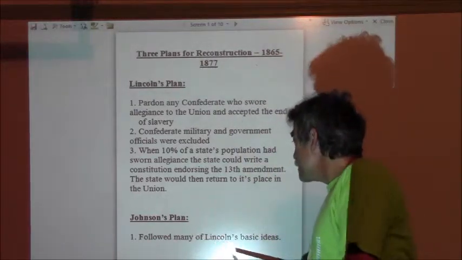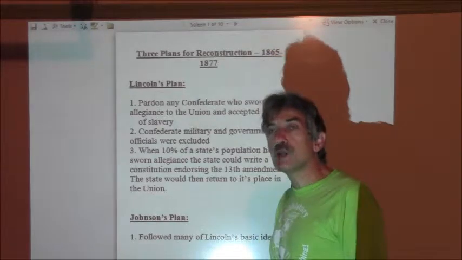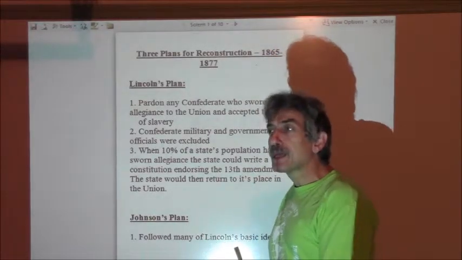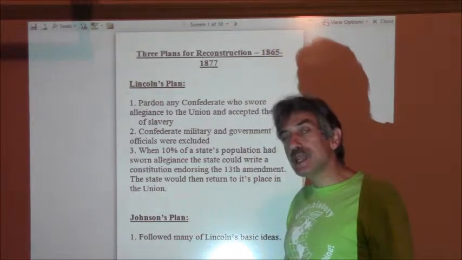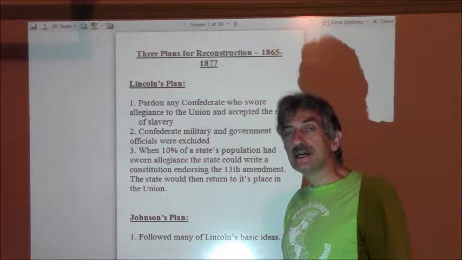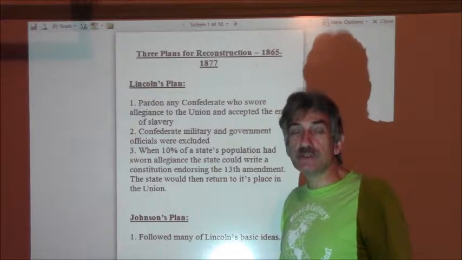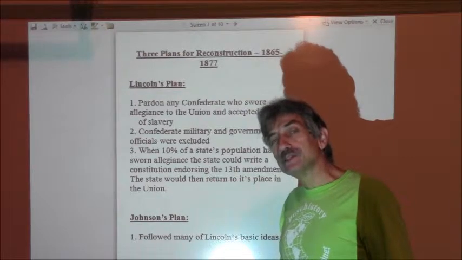Johnson followed many of Lincoln's basic ideas. Johnson also believed in being conciliatory, but you see, Johnson didn't secede with the rest of the South. Johnson stayed in the Senate. And he stayed in the Senate because he didn't like the planter elite. He didn't like the Southern aristocracy. He didn't like the rich guys, but he's still a Southerner.